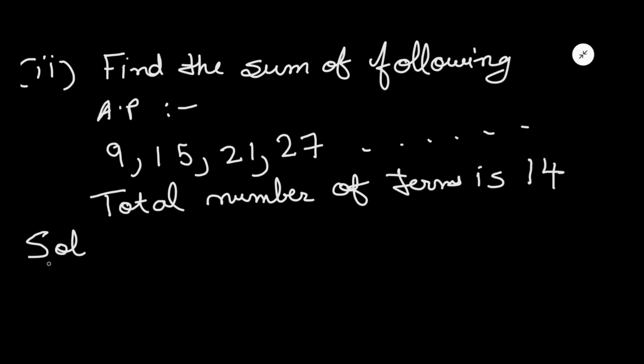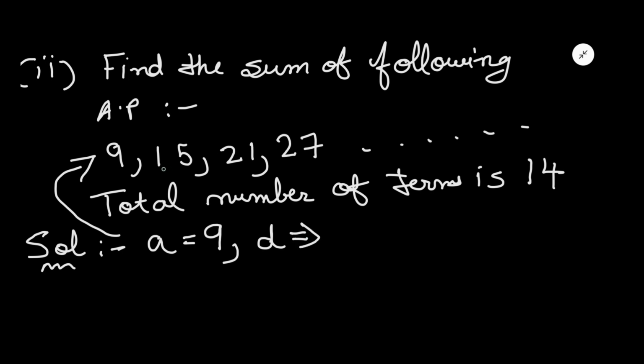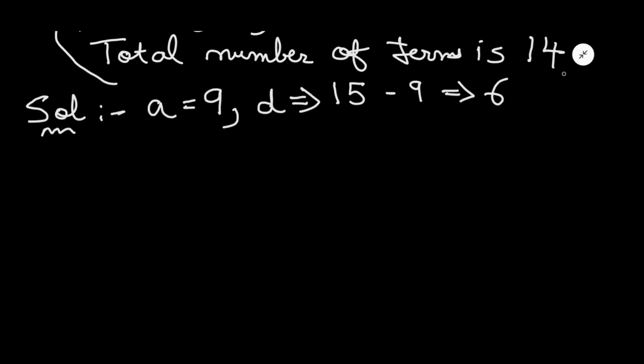So the solution is, here you can see in the given arithmetic progression, the first term is 9 and the common difference is a2 minus a1, which is 15 minus 9, which is equal to 6, and the total number of terms is given as 14. So it means the value of n is 14.